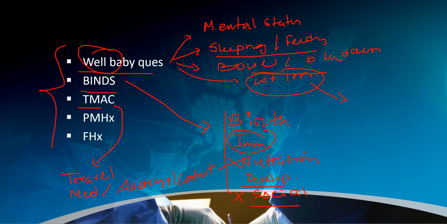So the format is you start with the reassurance. If acute condition, make sure child is vitally stable. Then ask about the HOPC, and then ask about the differential diagnosis. In vomiting cluster, first GIT causes, followed by non-GIT causes. And lastly, finish with well baby, BINDS, TMAC, past medical history, family history.